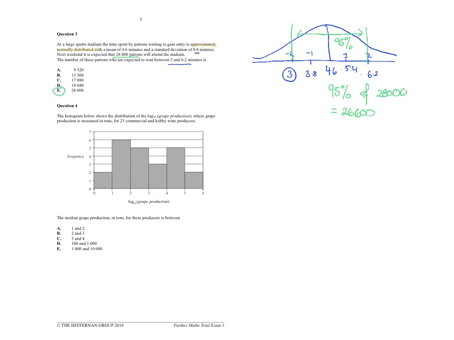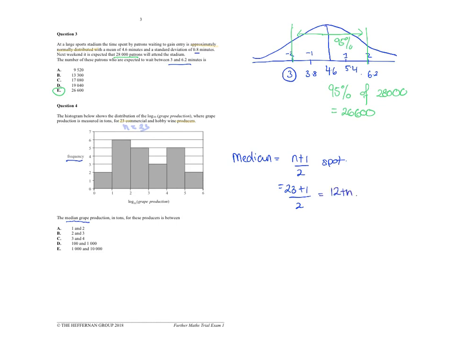Okay, with this question 4, when they say we have 23 producers, what they're actually telling you there is that n equals 23, and also, take note, that's a frequency number. They want to find the median grain production. So we can find the median at the n plus 1 divided by 2 spot or position. So 23 plus 1 divided by 2, we end up with the 12th spot.